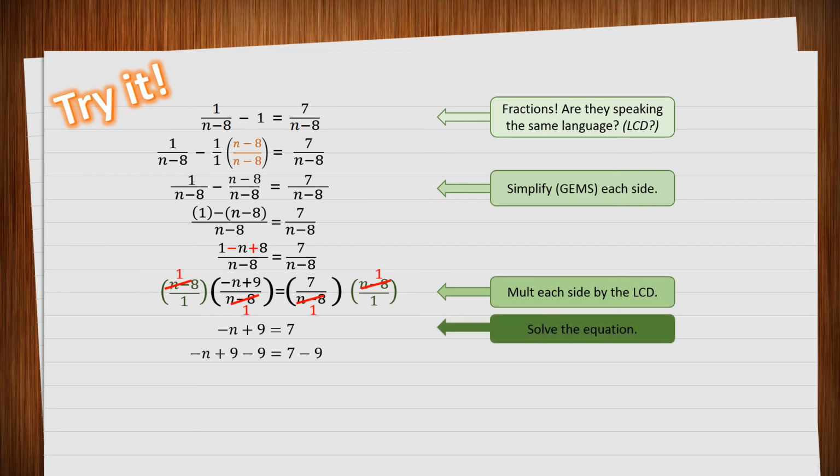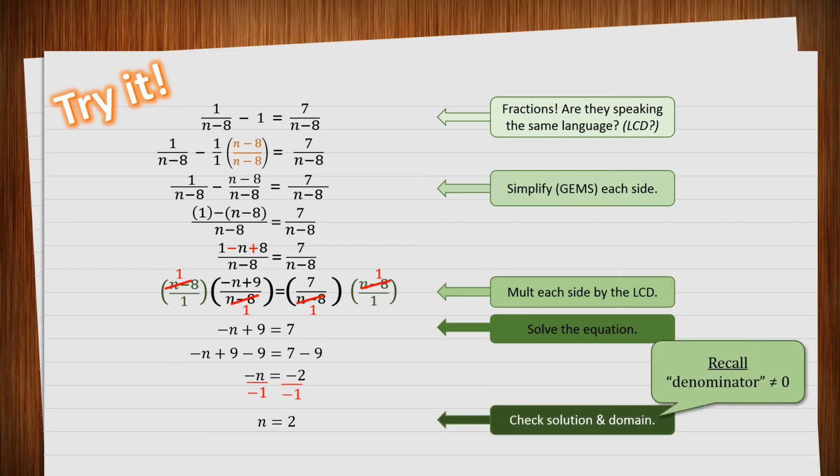From here, you will solve for n like you would normally by subtracting 9 on both sides. Divide both sides by negative 1, and you should find n equals 2. Make sure you check the solution and the domain. This will be your final answer.